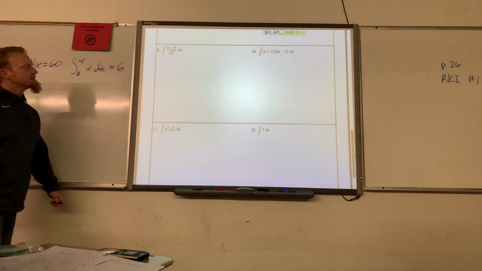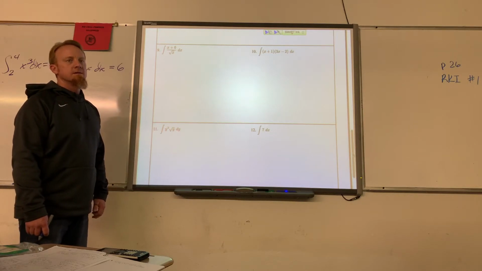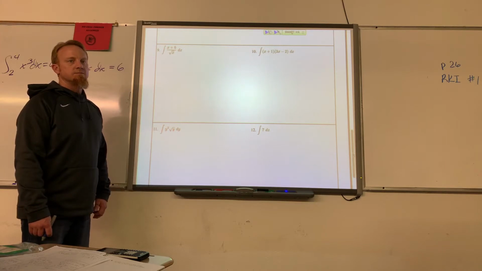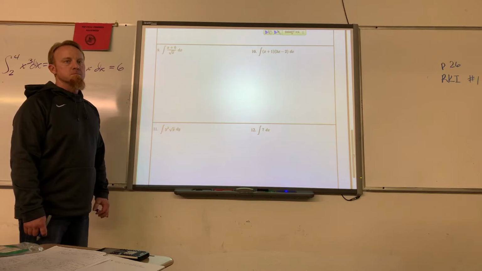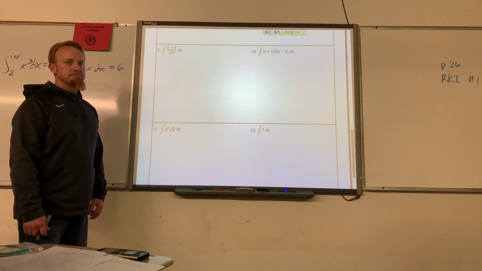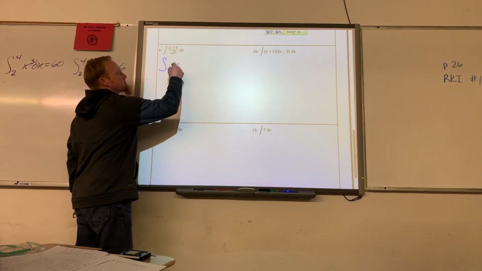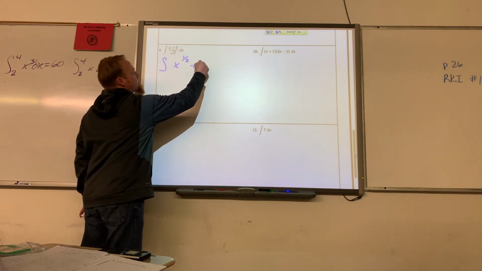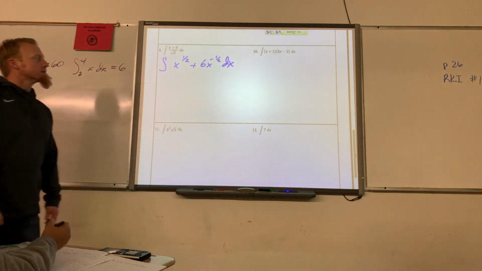Roshan? Alright, so this is what I did. I separated them like you showed in the video, so I have x over square root of x and 6 over square root of x. And then I changed square root of x to the 1/2. And when you're dividing, don't you just subtract powers? Okay, so then I got x to the 1/2 plus 6x to the minus 1/2, and then I added 1 to the power.